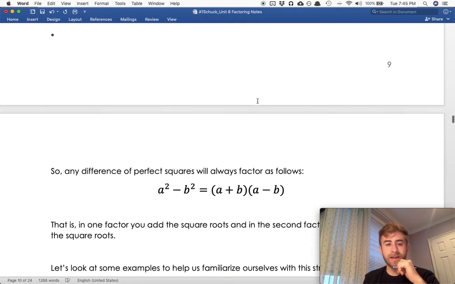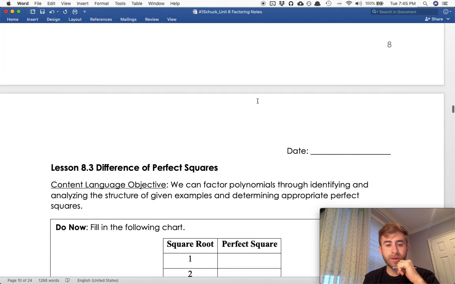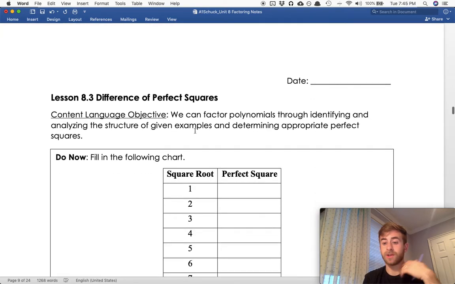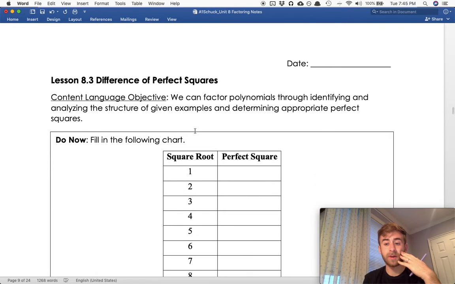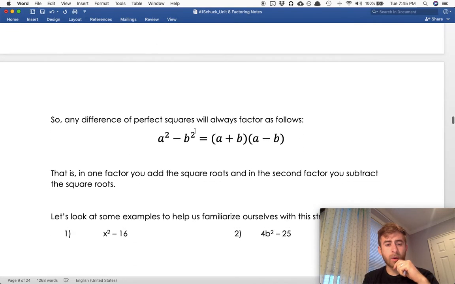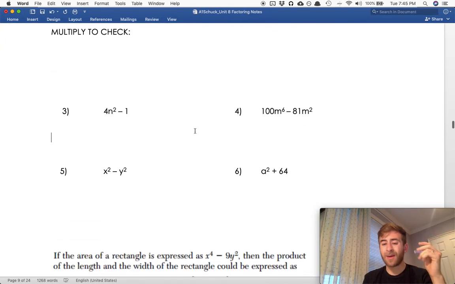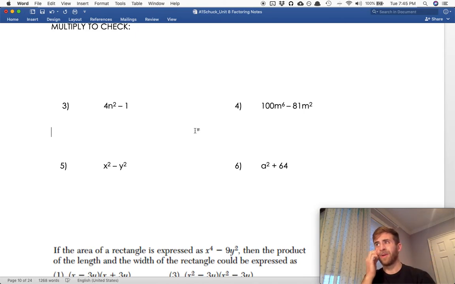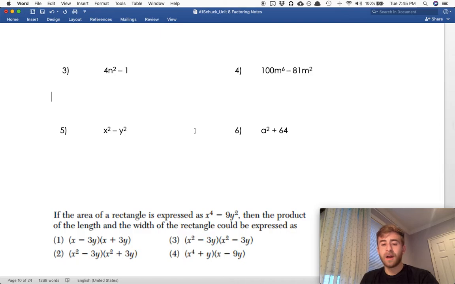Alrighty, we are looking at lesson 8.3, which is on the difference of perfect squares, just another way of factoring, another little tool in your tool belt of factoring. We've already talked about how to do it, and now we're just going to look at a couple examples, I think about 8, maybe, if we can rush through them in a decent amount of time. So let's hop to it.